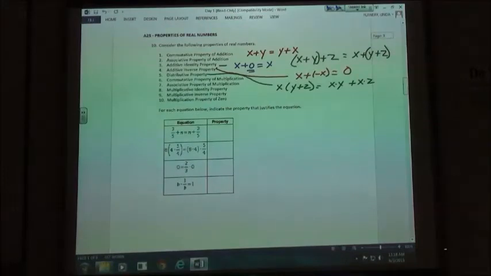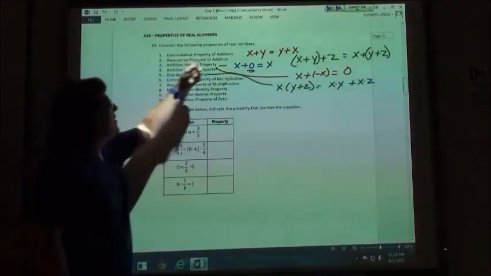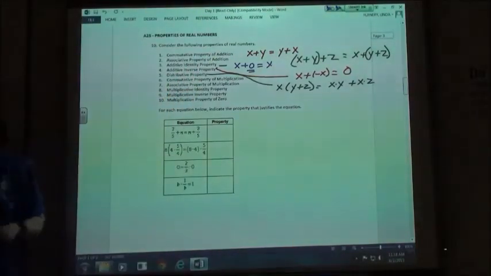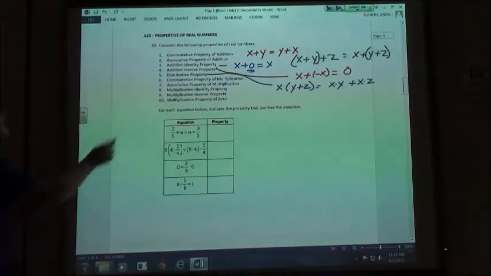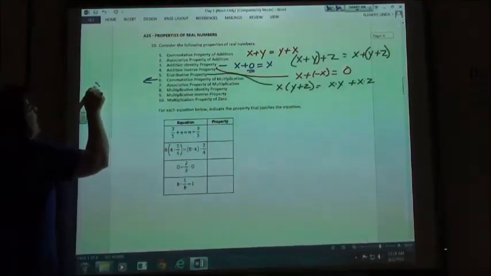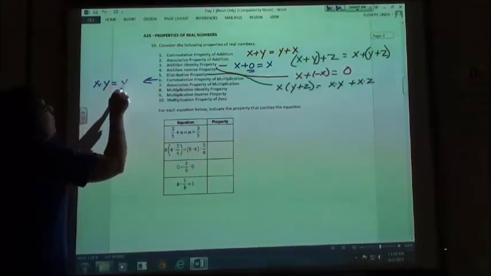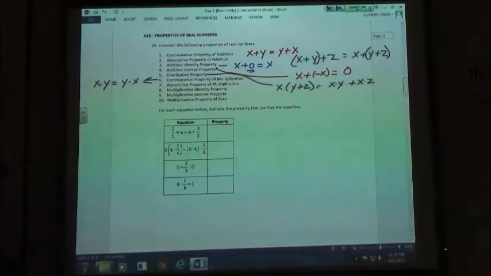The commutative property of multiplication is going to look like the commutative property of addition. So be careful when you're picking that off your list that you're picking the correct one. Am I adding or multiplying? But basically I can change my order. So x·y is going to equal y·x. Again, you really don't need the dot there, but I'm going to put it in there so you remember I multiply.